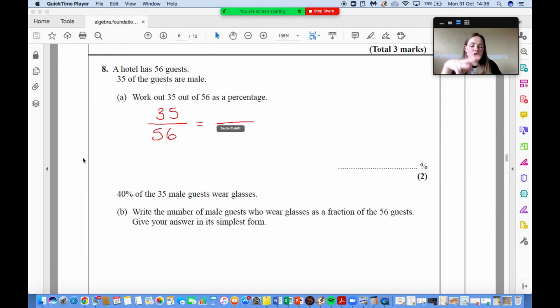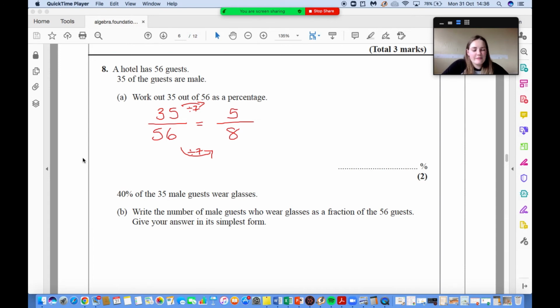And then what I want you to do is pause the video and think about how to cancel that down. What number goes into both 35 and 56? Okay, so write down some times tables and have a go. Okay, well, I know that 35 and 56 are both in the 7 times table. 35 divided by 7 is 5, and 56 divided by 7 is 8. So as a fraction in your simplest form, it's 5/8.